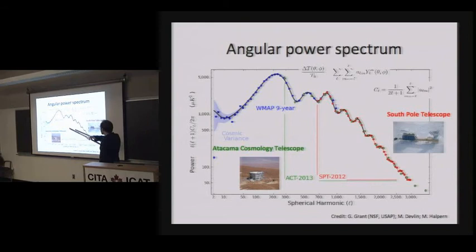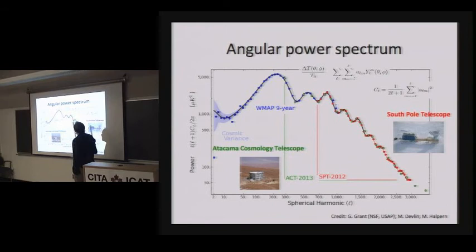Mark Hartland has extended this plot to include more recent data. So I think this is such an important part of what I'm going to talk about, I should just go through it in more detail. Here is the spherical harmonic multipole moment. Small scales are this way on this plot, and large scales are this way. This is the angular power spectrum I mentioned.